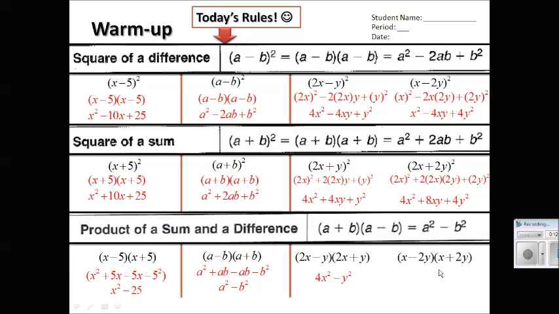So can you really quick off the top of your head rattle off what this answer would be? Did you get it? X squared minus 4y squared, with a negative sign in between, right? There you go. That is all you have to know today, those 3 pieces.